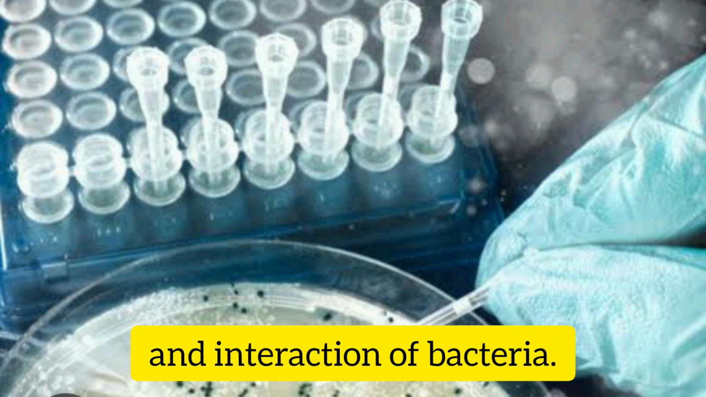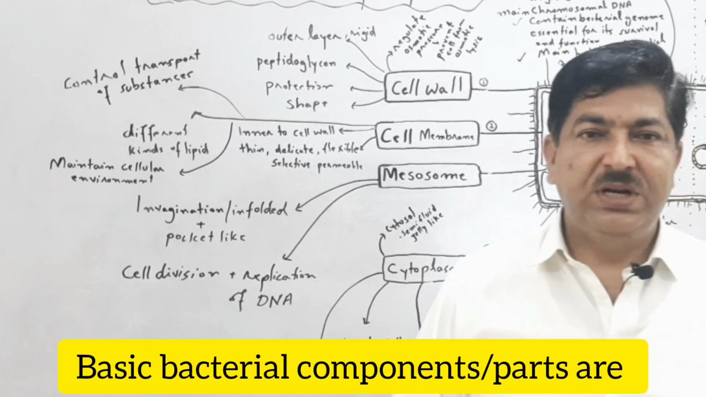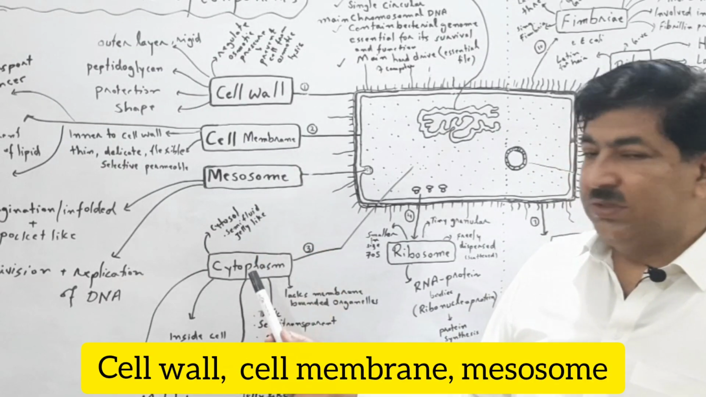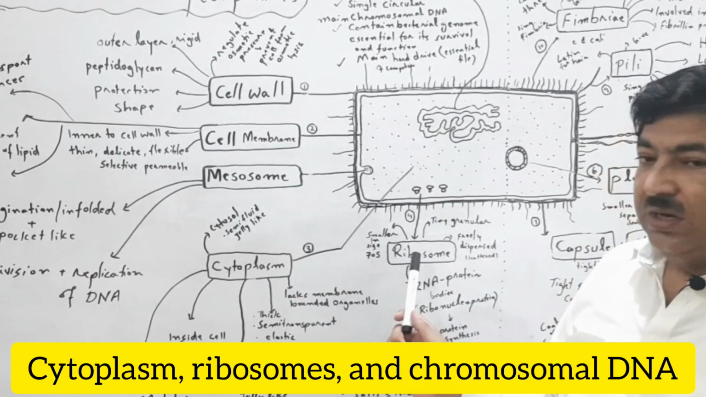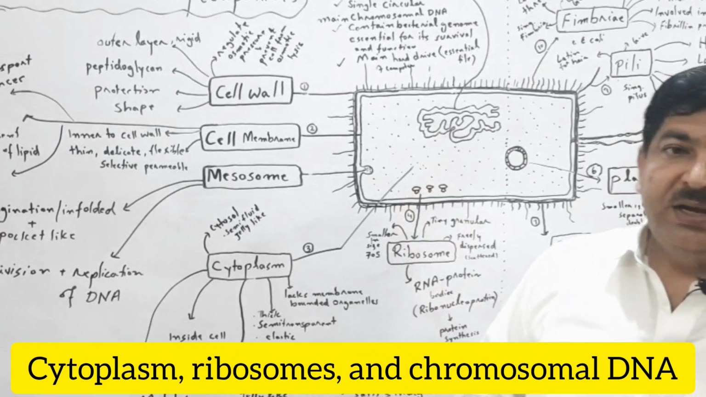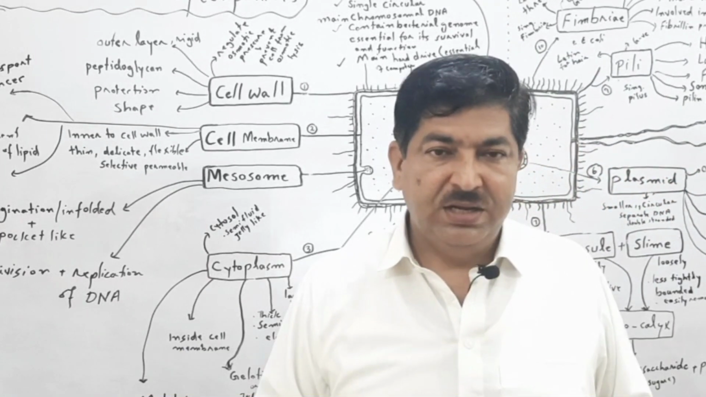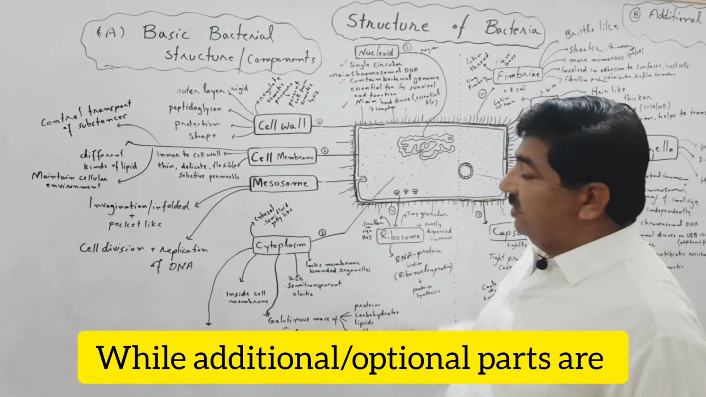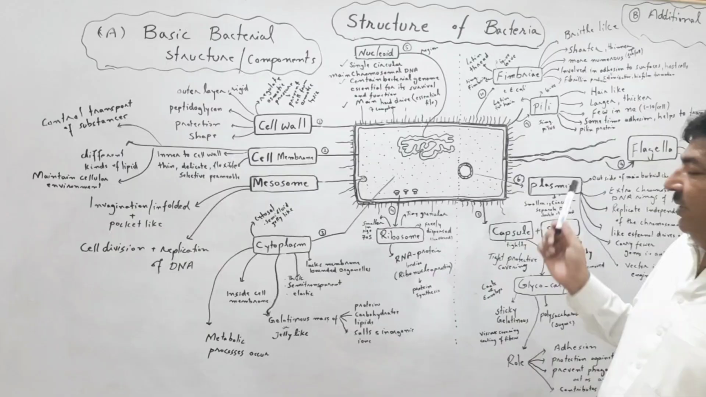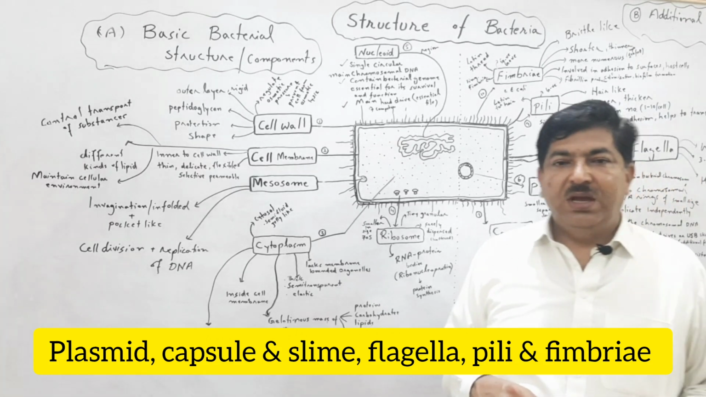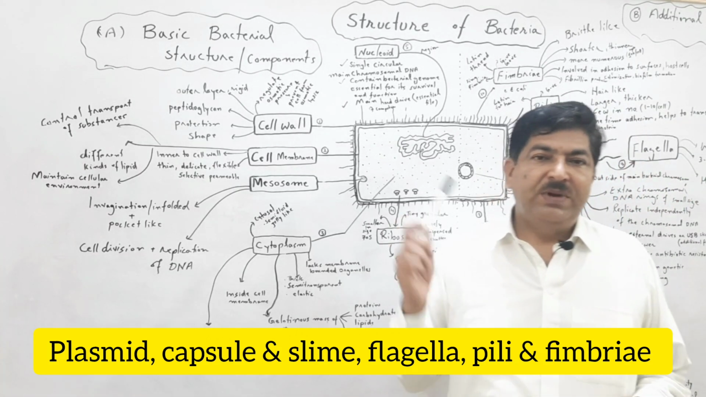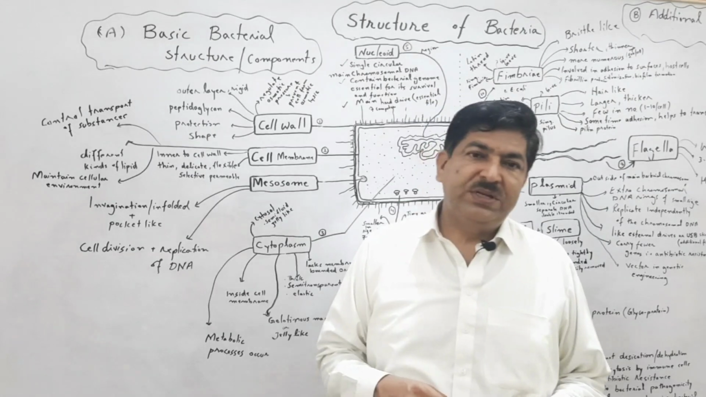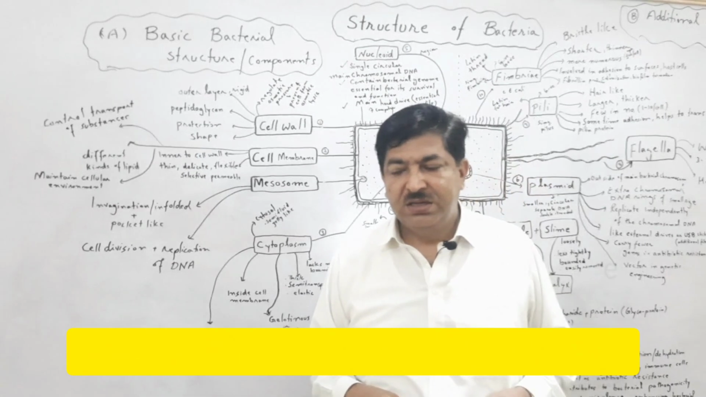and interaction of bacteria. Basic bacterial components are cell wall, cell membrane, mesosomes, cytoplasm, ribosomes, and chromosomal DNA, while additional or optional parts are plasmid, capsules and slimes, flagella, pili and fimbriae. Some bacteria may or may not have these structures.